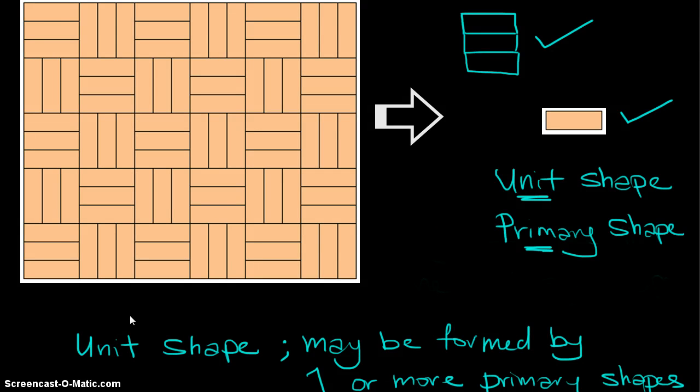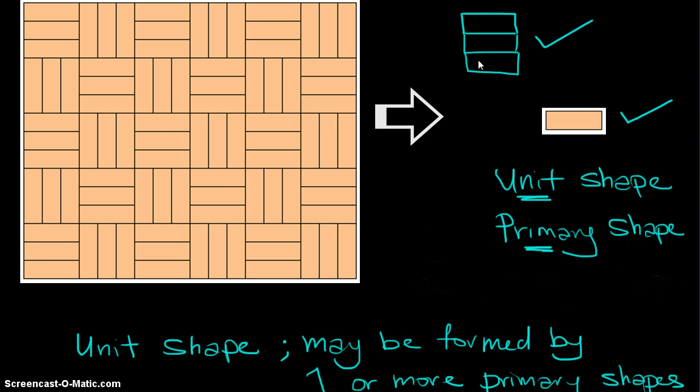Okay, in the last video, I shared how a unit shape is actually formed by one or more primary shapes. So if I have a tessellation here, what is my unit shape? We can see that the unit shape is actually this shape here. You repeat this shape, flip it the other way, and repeat it, and you will form this whole tessellation here.